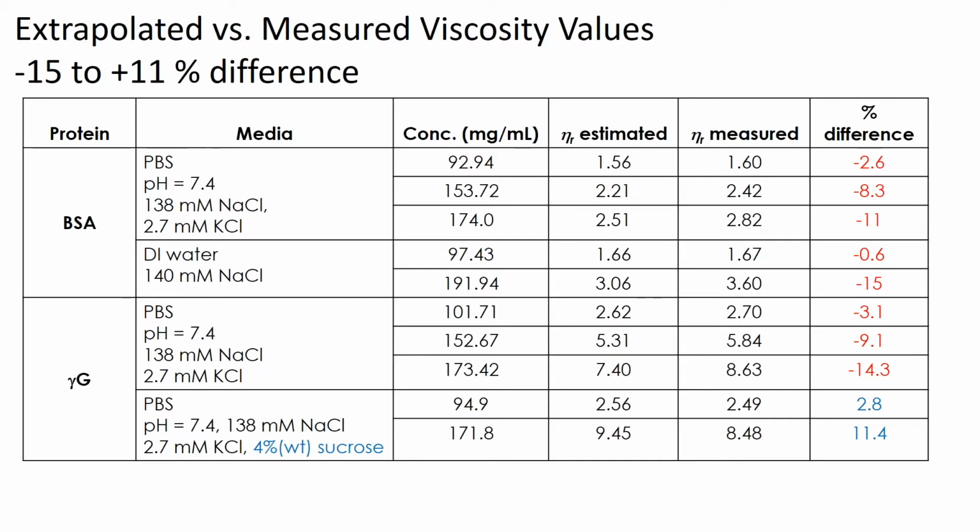So then if we jump to the next slide, what we have is the table that summarizes many of the samples where we had a measured viscosity value in this higher concentration regime, and that we've then used this means of estimating something from the dilute data. And it's mainly different solutions of the bovine serum albumin and the gamma globulin. And what we see in general is that our variation between the estimated and the measured tends to range from about -15 to +11%.